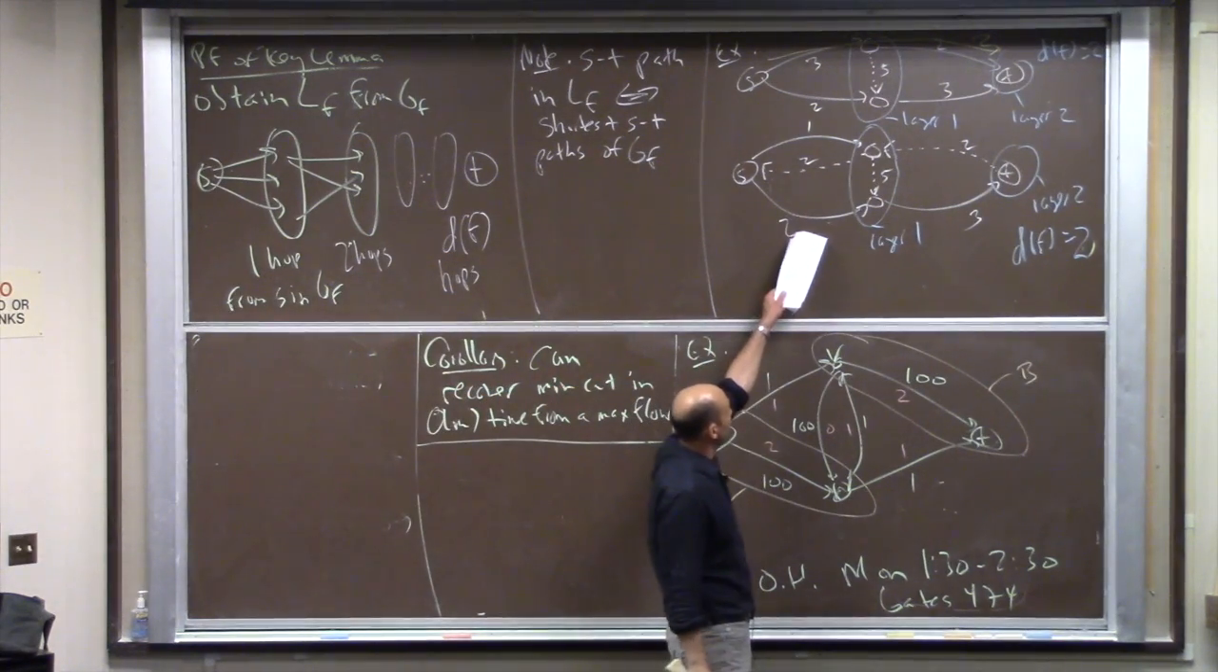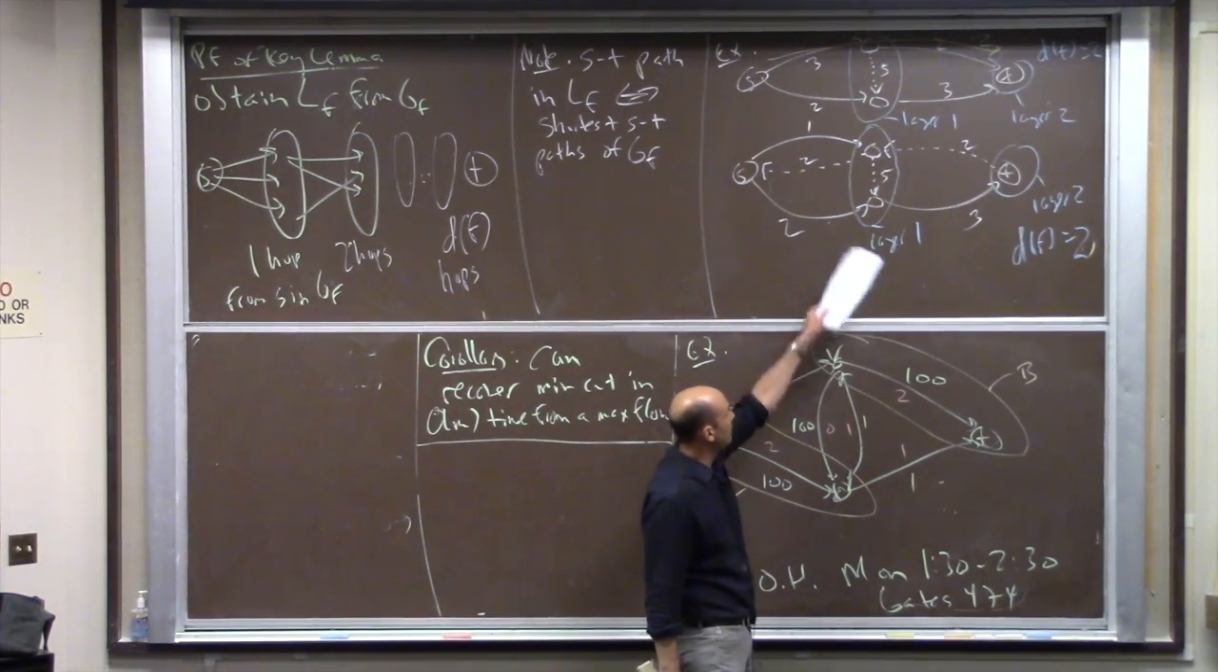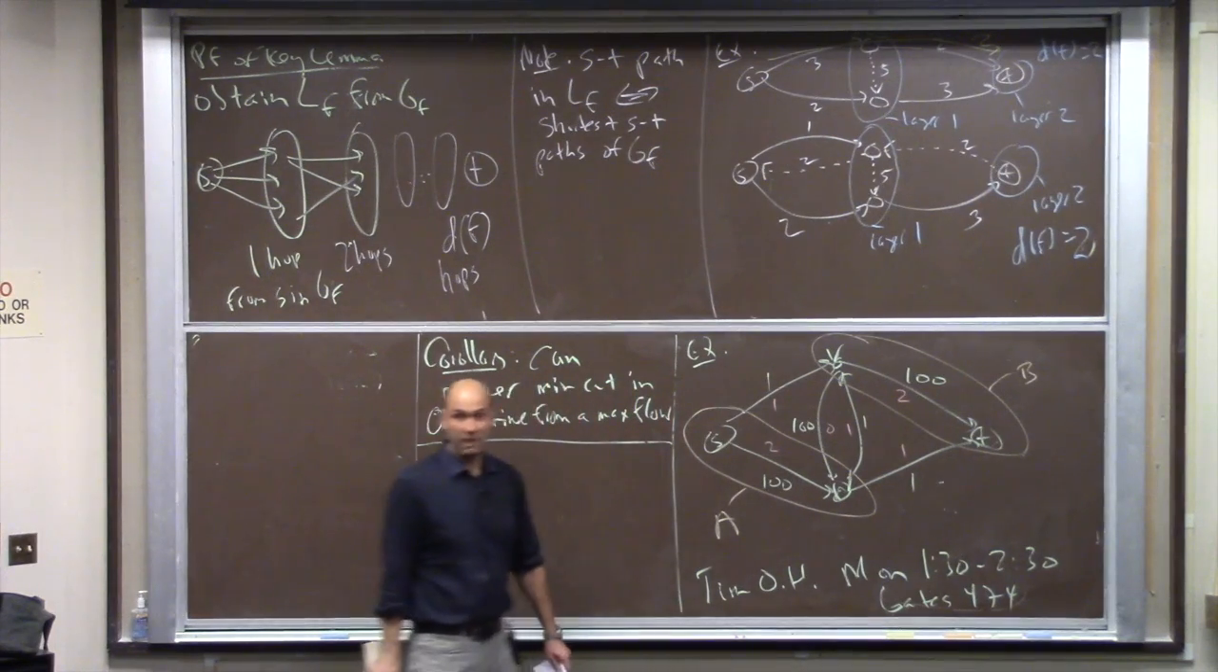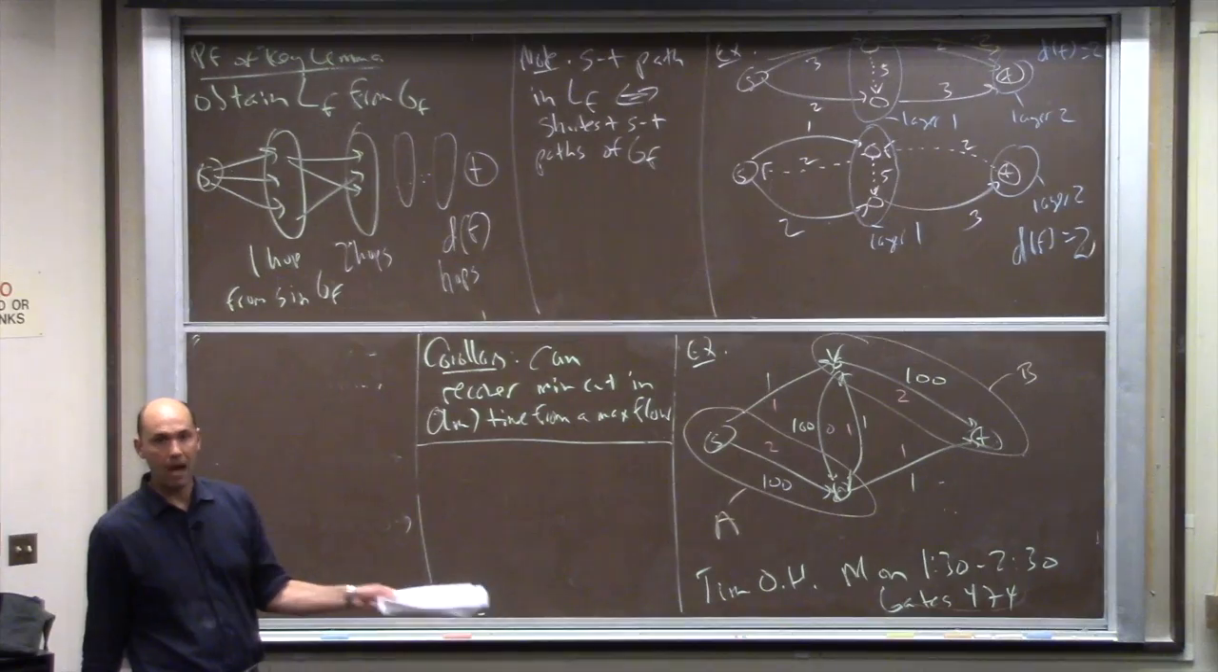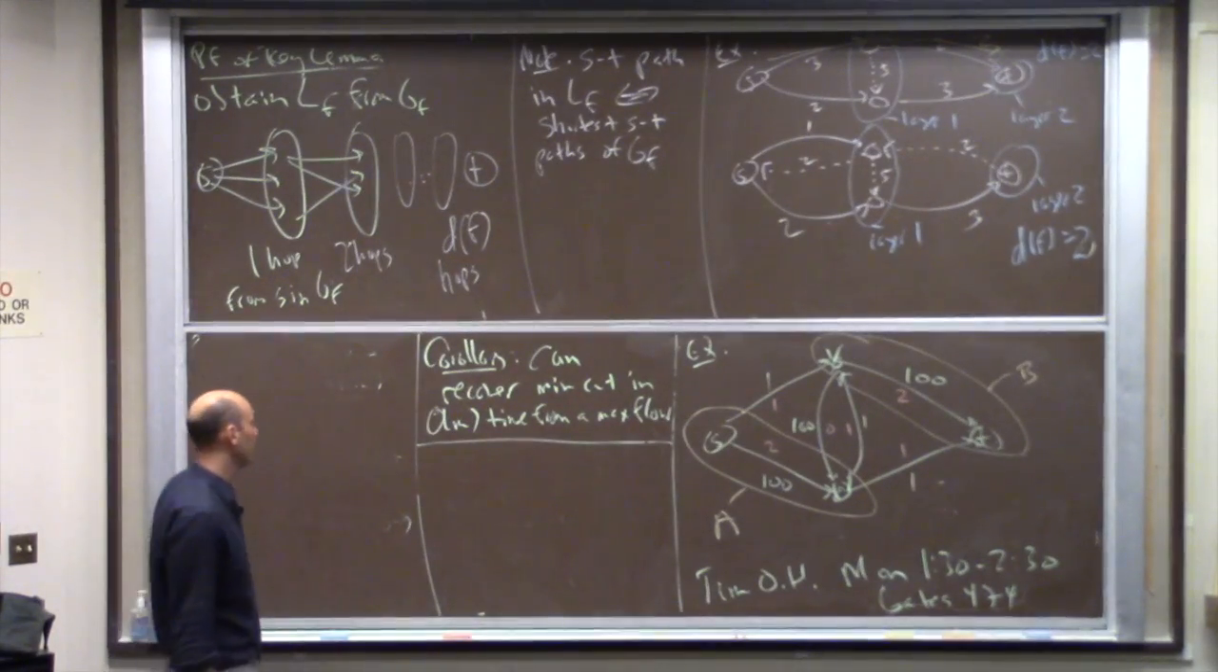It routes on a shortest path, i.e. on some path of solid edges. There's only one such path now. So Edmonds-Karp will definitely route 2 units on that bottom 2-hop path. That's the only thing it can do. Okay?